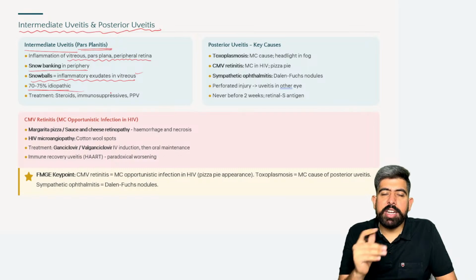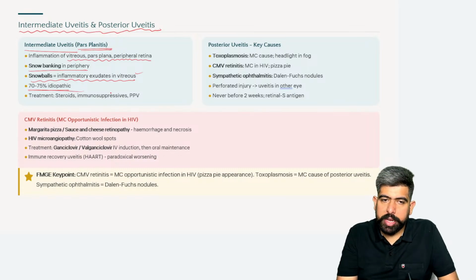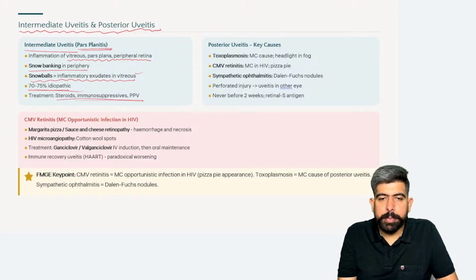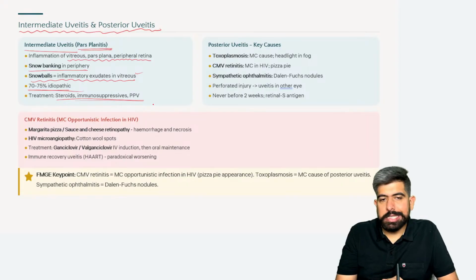And what is the cause of it? Please remember 70 to 75% is idiopathic. Okay, it is idiopathic. Also, the treatment for this is steroid and immunosuppressive therapy, which should be given in these cases, right?